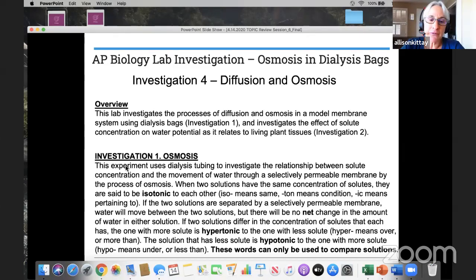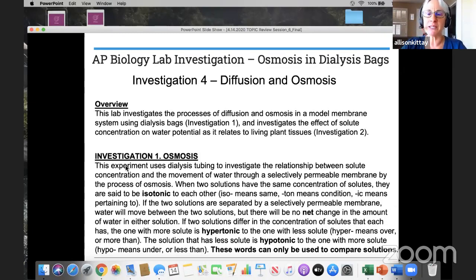So in the first one, we are going to investigate osmosis using dialysis tubing. And we're going to look at the relationship between solute concentration and the movement of water through this selectively permeable membrane by the process of osmosis.